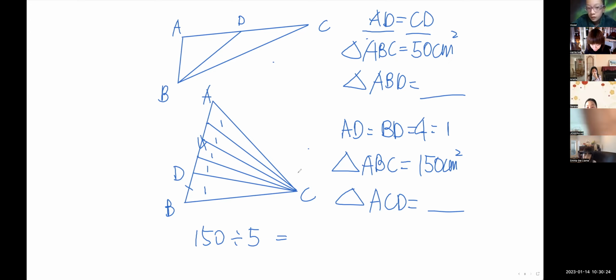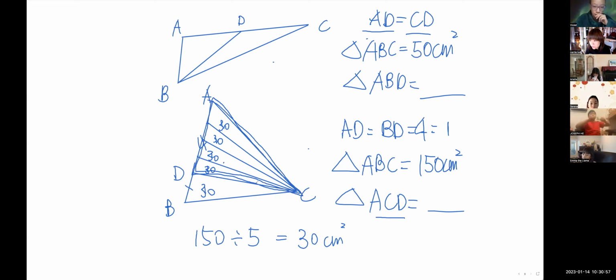Okay, okay. Sincere, so you tell me. So 150 divided by 5 equals what? Hello? 30. Very good. 30 centimeters. So can you tell me what is 30? This one is 30. This one is 30. So every single little triangle is 30. Correct, everybody? So now I want you to take a look, Cynthia. So ACD equals what? ACD equals 4 30s together, right? So that's why it's 120 centimeters square. Understand, Joseph? Understand, Violet?